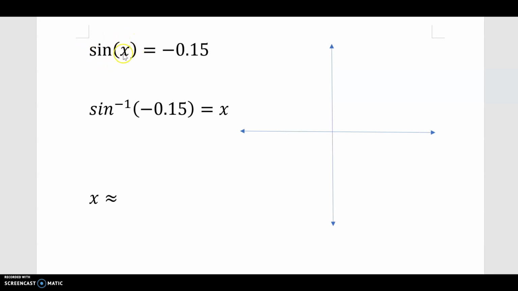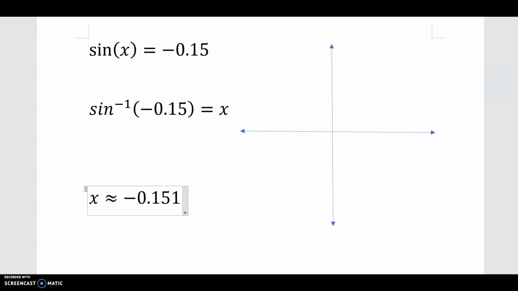In order to solve for x, and again, negative 0.15 is not a trig ratio that we know from special right triangles, so we're going to have to use a calculator for this. Make sure, again, you're in radian mode when you're using a calculator. Okay, so we're going to put in arcsine of negative 0.15 is equal to x. And when I put that in, my calculator gives me a radian measure. That x is approximately negative 0.151.